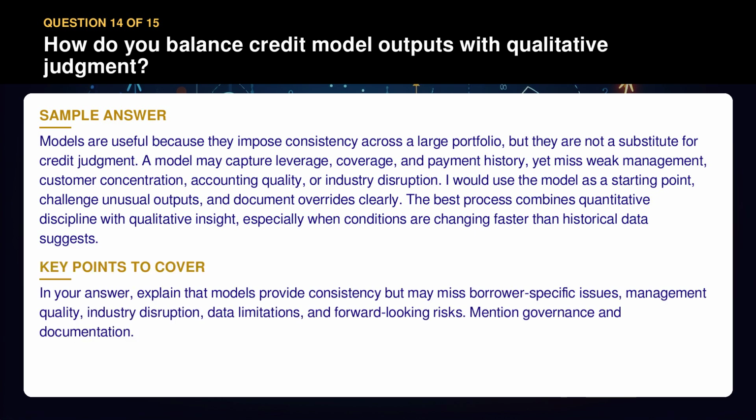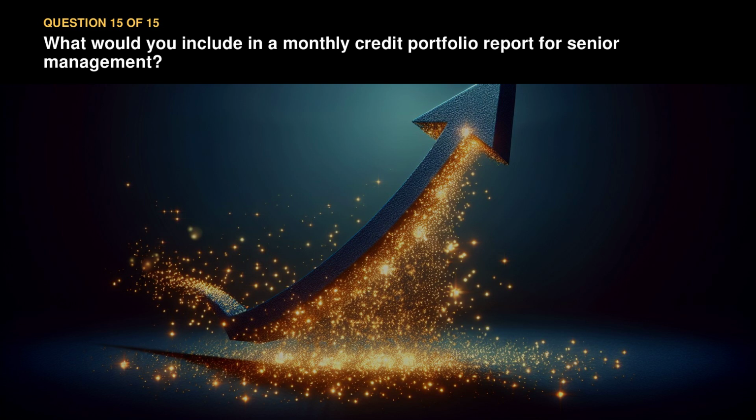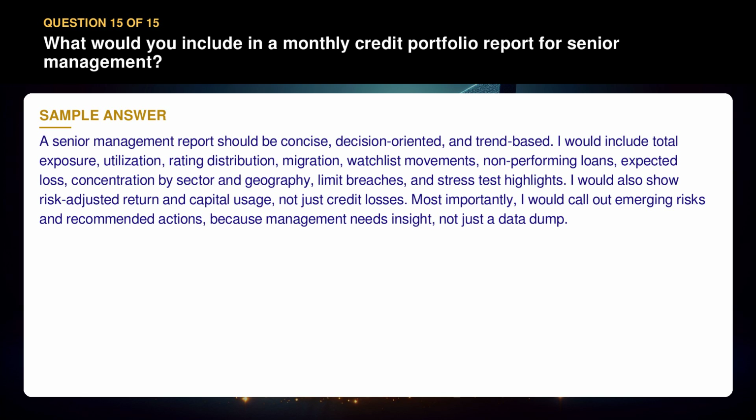In your answer, explain that models provide consistency but may miss borrower-specific issues, management quality, industry disruption, data limitations, and forward-looking risks. Question 15. What would you include in a monthly credit portfolio report for senior management? A senior management report should be concise, decision-oriented, and trend-based. I would include total exposure, utilization, rating distribution, migration, watchlist movements, non-performing loans, expected loss, concentration by sector and geography, limit breaches, and stress test highlights.